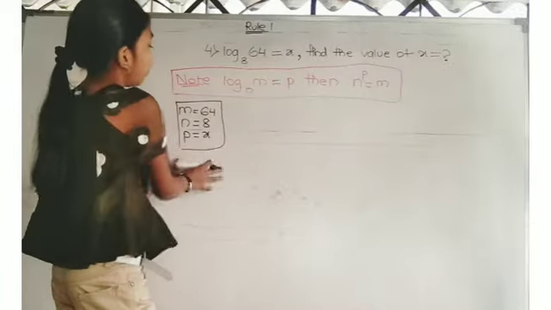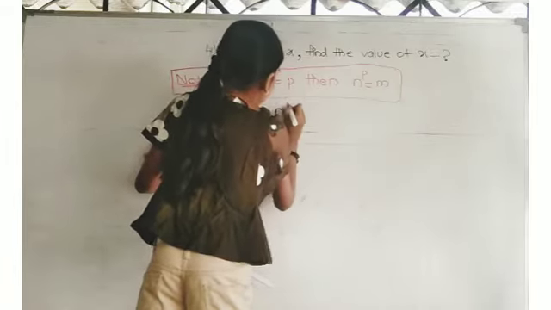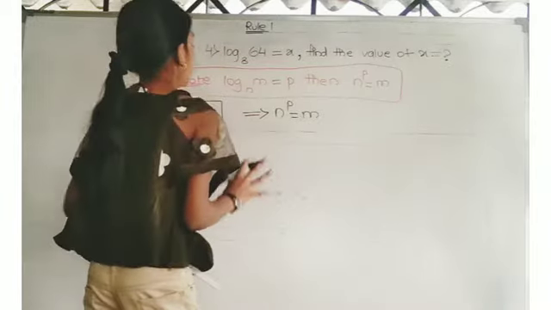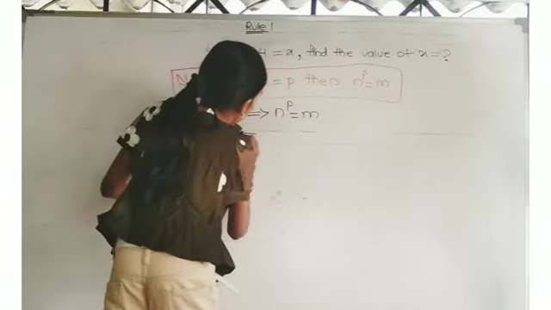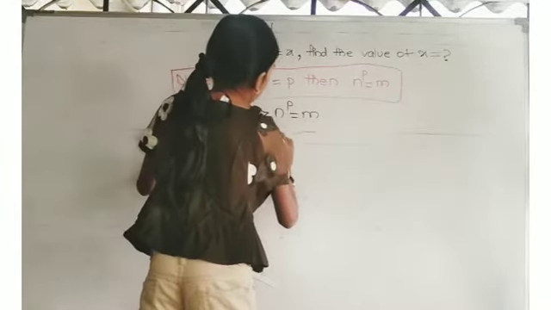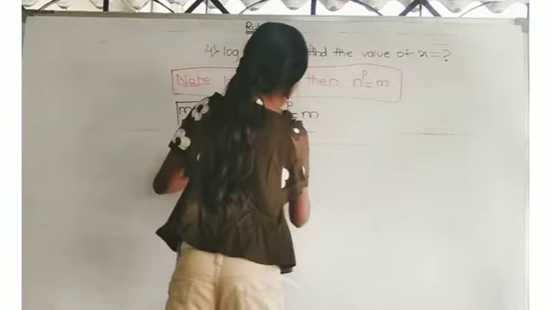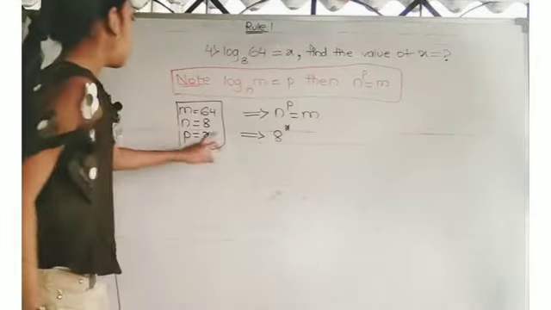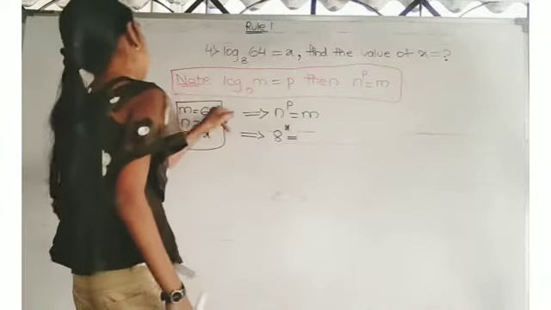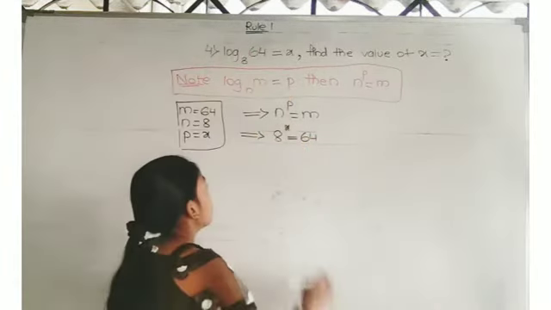Now we are going to solve this into the simple form. So n raised to p is equal to m. Substitute the values. So n value is 8, then the p value is x. So 8 raised to x is equal to m value, which is 64. So here we are going to write 64.